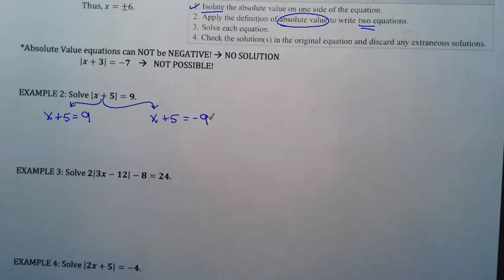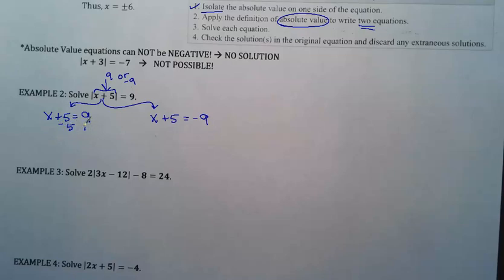Okay, because the total in here must be 9 or negative 9 for us to get a 9 over here. It has to be equal to one of those things when we add them. That's why we have to isolate. All right, so then we're going to solve each.